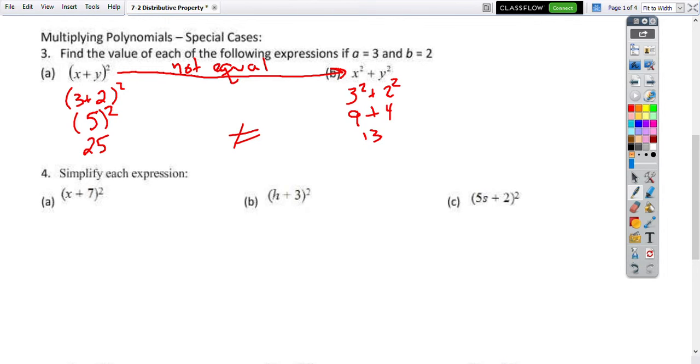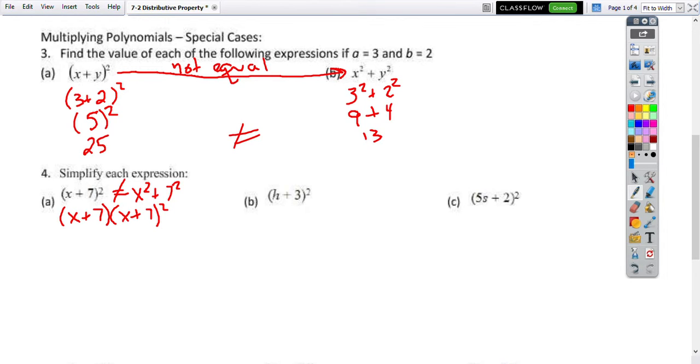So when it's written as squared, you cannot just square x and then square 7. It doesn't work that way, okay? You have to take this and write it twice and then multiply it together. This is called a perfect square, okay?